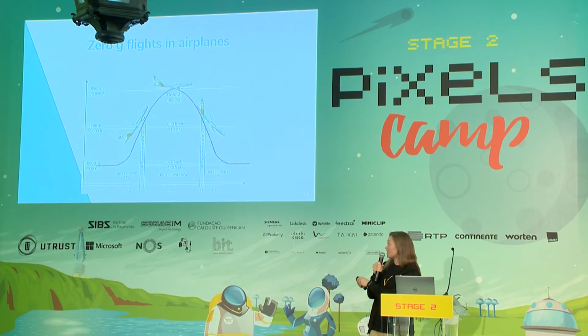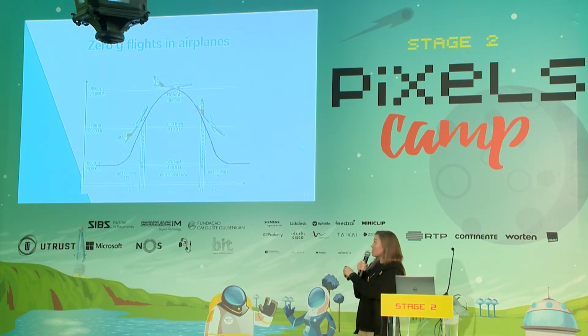And then the pilots do another maneuver to pull out of this free fall. And again, you have this hypergravity period of almost 2 Gs. And then basically you repeat this over and over again, around 30 times, so that you have time to do your experiments and basically get your work done.